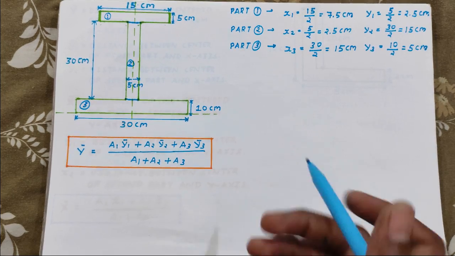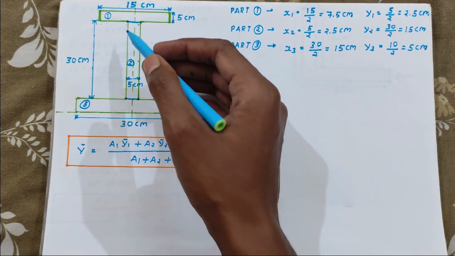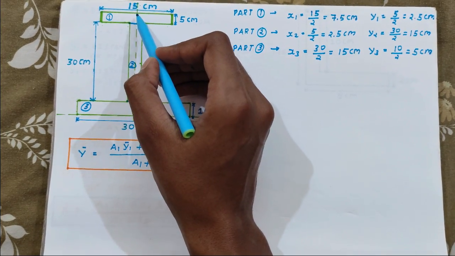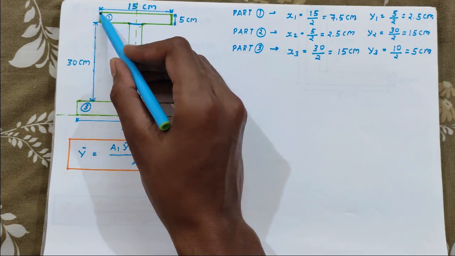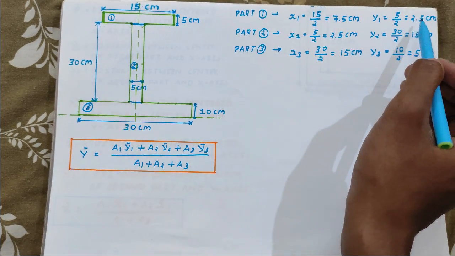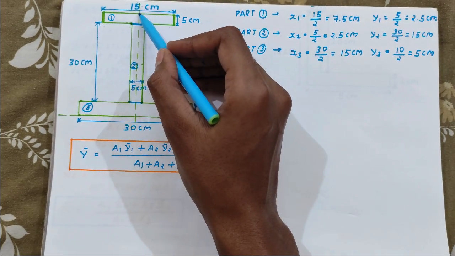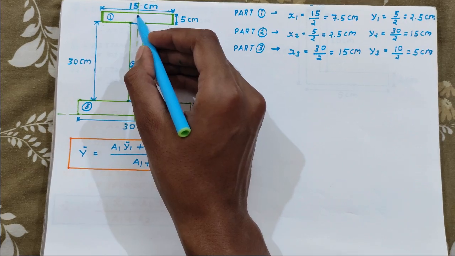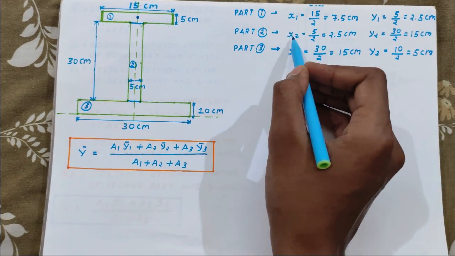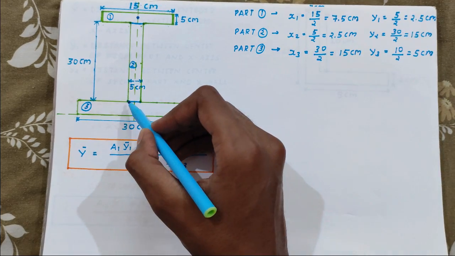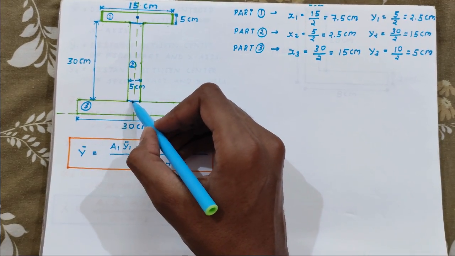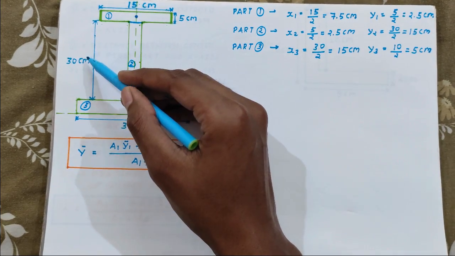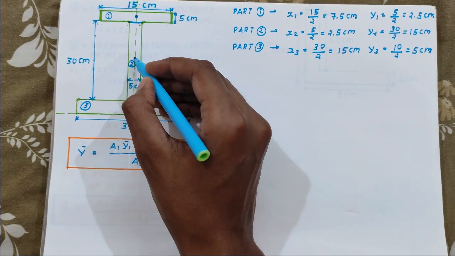Now locate the center of these three parts. First part, x1 equal to 7.5 centimeter. Because this figure is symmetrical, this distance equal to 7.5 centimeter, and this distance equal to 2.5 centimeter. The center of the first part will be this. For the second part, x2 equal to 2.5 centimeter. So this distance equal to 2.5 centimeter, and y2 equal to 15 centimeter. So half of 30 centimeter is equal to 15.